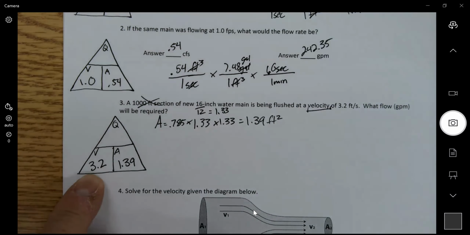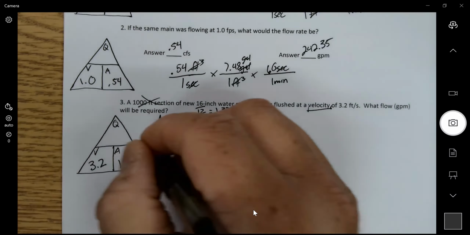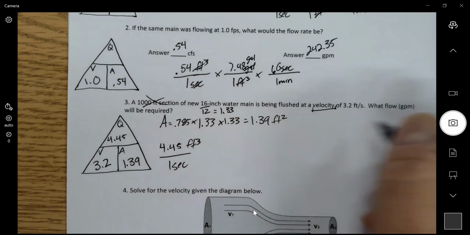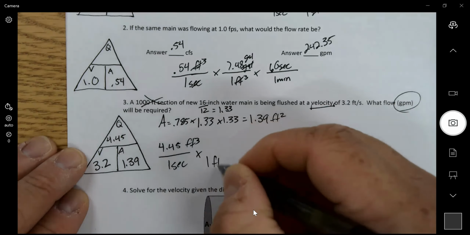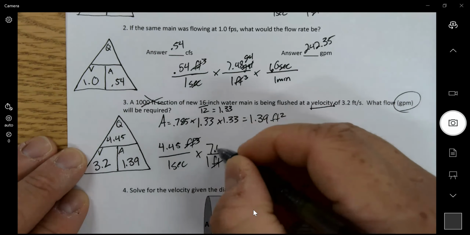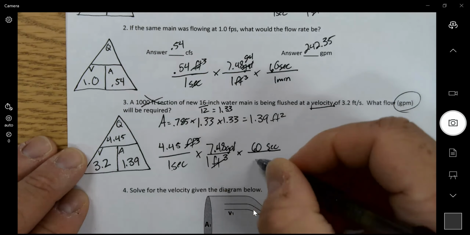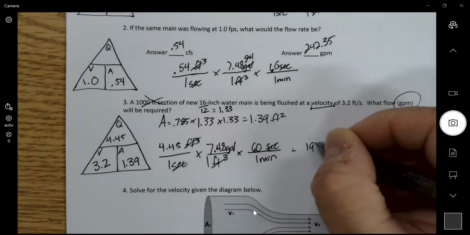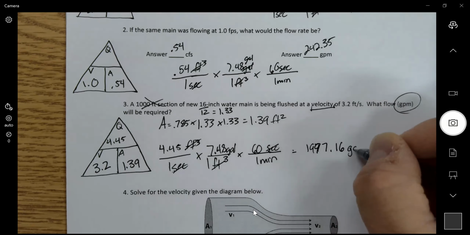So how would I get my Q? I've got 3.2 and 1.39 there. Well, I got 4.45 cubic feet per 1 second. Because it wants it in gallons per minute, what do I need to do? The same as these conversions right here, all right? 1 cubic foot on the bottom, since it's up top, it cancels. 7.48 gallons here. And if seconds are on the bottom, they need to be up top to cancel. So 60, 1 minute. So they cancel like that. This gives me 1,997.16 gallons per minute.